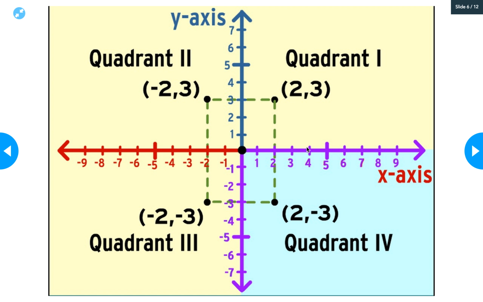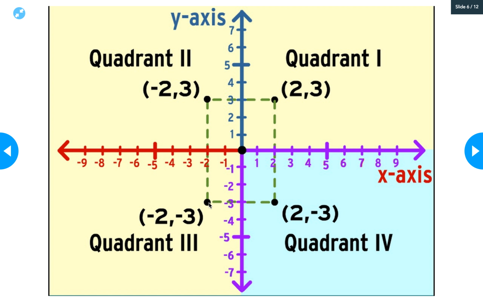So as you can see, the point (2, 3) is going to be over in this quadrant. This is quadrant 1. All points that have two positive x and y values are going to be in this quadrant. If you have a negative x value, however, you're going to be going on the left-hand side. If the y value is positive, you're going to end up in quadrant 2, just like this point, (-2, 3).